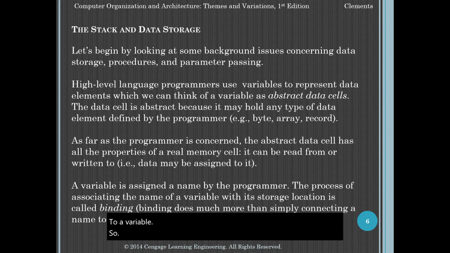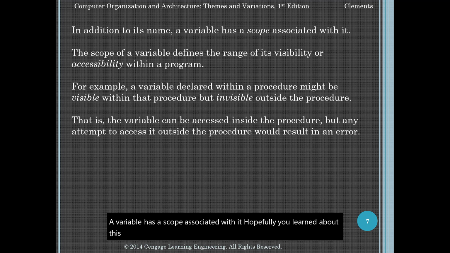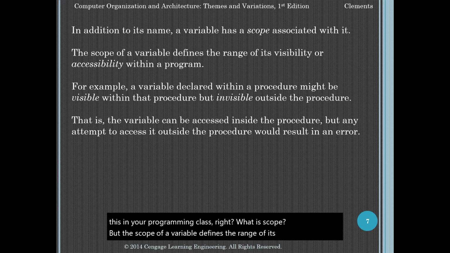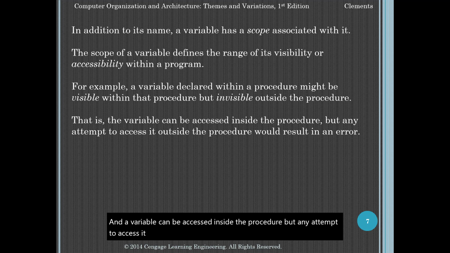So in addition to its name, a variable has a scope associated with it. Hopefully you learned about this in your programming class. What is scope? The scope of a variable defines the range of its visibility or accessibility inside of a program. So a variable declared within a procedure might be visible only within that procedure and invisible outside of the procedure. A variable can be accessed inside the procedure, but any attempt to access it from outside would result in an error. Hopefully we've learned scope before, so this is a bit of a review.